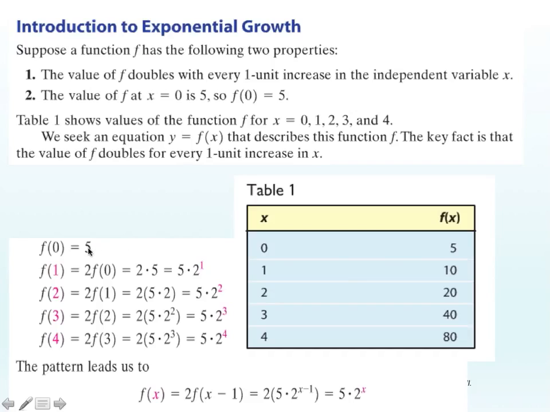And if you think about a way that we could write this, we know that f of 0 is going to be 5. We know that f of 1 is going to be 2 times f of 0. So we're going to take 2 times 5. Or I could rewrite this as 5 times 2 to the first power. Now f of 2 is going to be twice of f of 1. So we're going to take 5 times 2 squared. And then for f of 3, we're going to take 5 times 2 cubed. And then for f of 4, we're going to take 5 times 2 to the fourth. So hopefully you can notice that there's a pattern. If you have f of x, that means that we're going to take 5 times 2 to the x power.